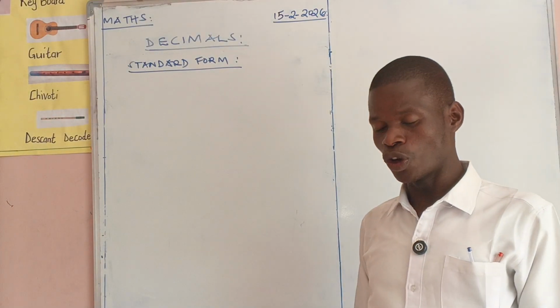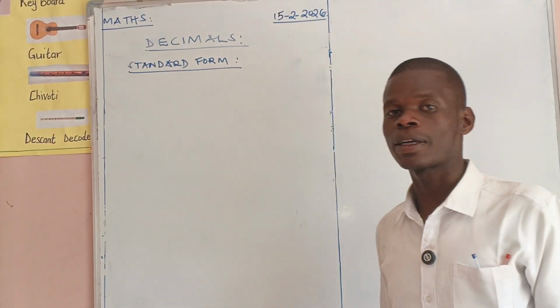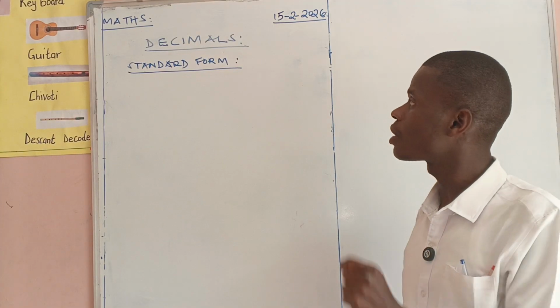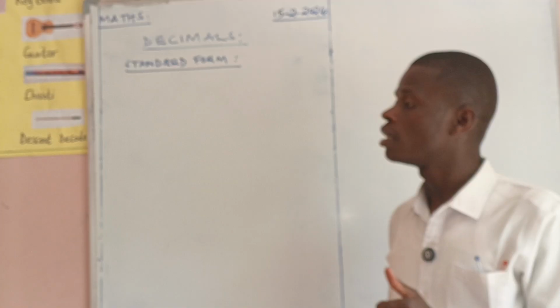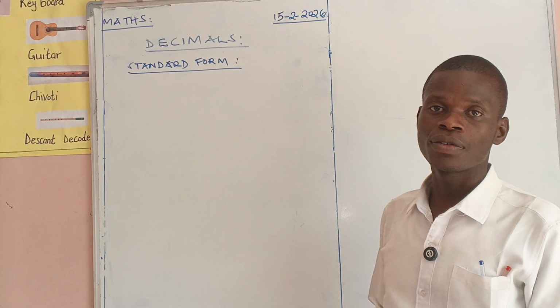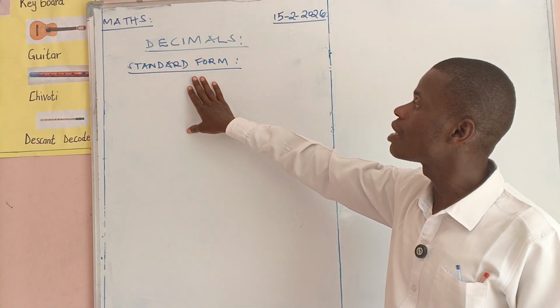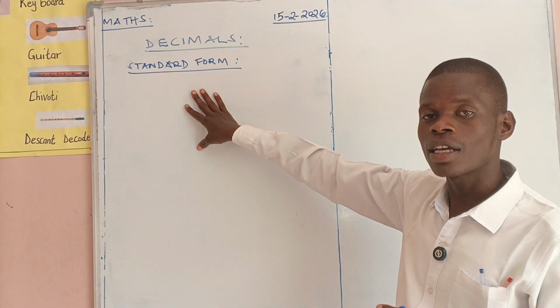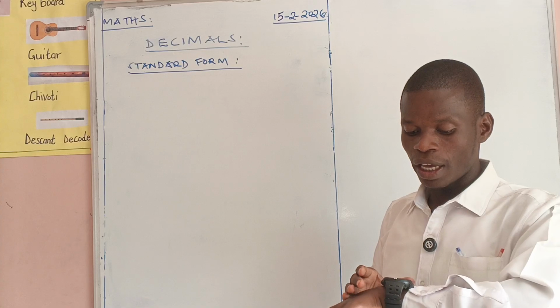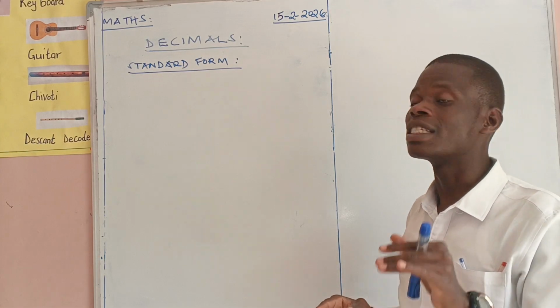After dealing with significant figures, and we know the rules for expressing any number as a given number of significant figures, that is what we did in the last lesson. The new lesson here, we have standard form of numbers. And what are we doing in standard form of numbers? We are trying to write numbers in standard form.